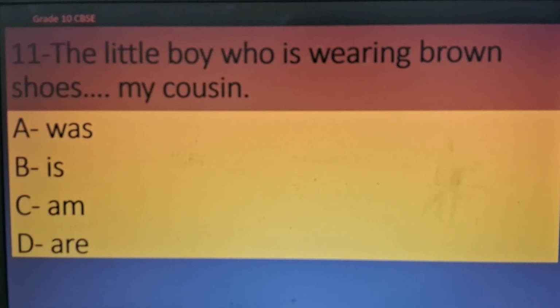Next question. The little boy who is wearing brown shoes dash my cousin. Option A was, option B is, option C am, and option D are. What is the answer? Yes, the answer is is, because the subject is little boy, that is singular, so we have to use a singular verb as well.